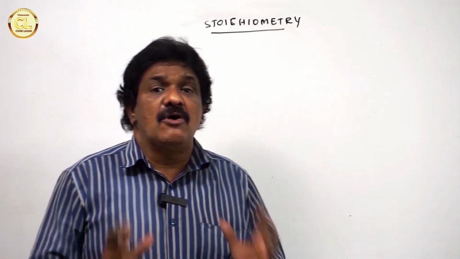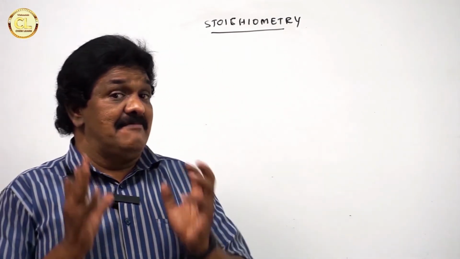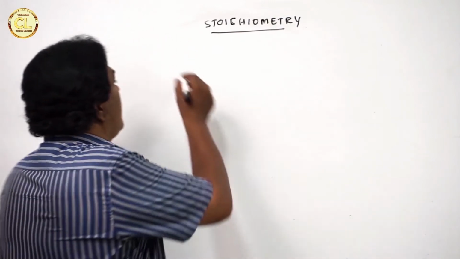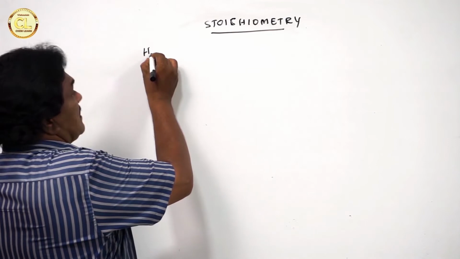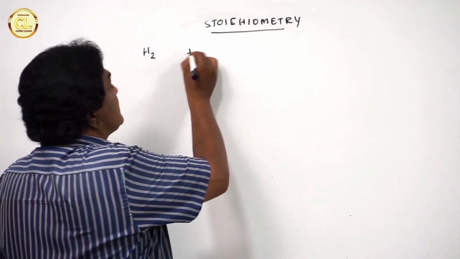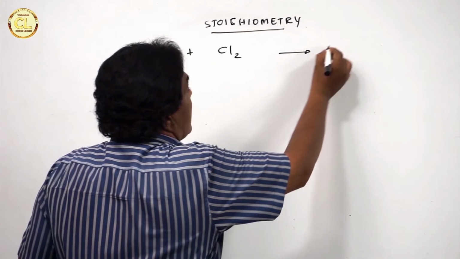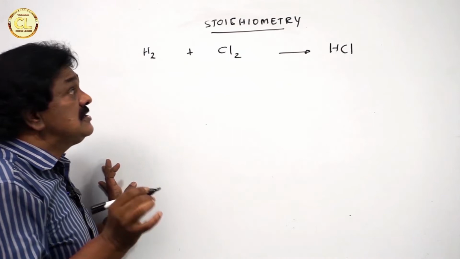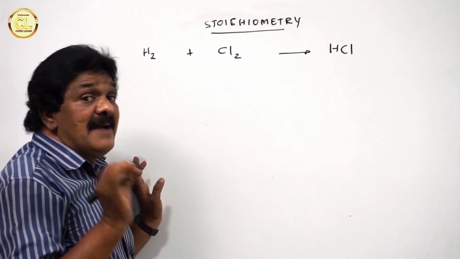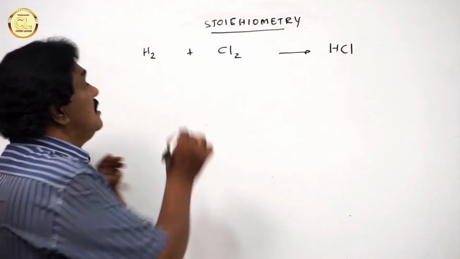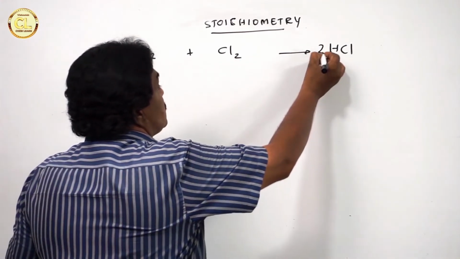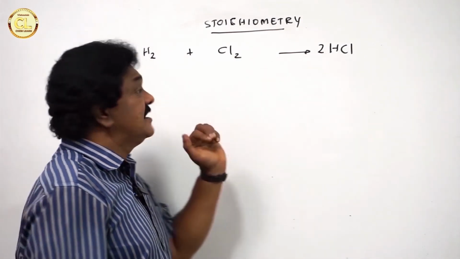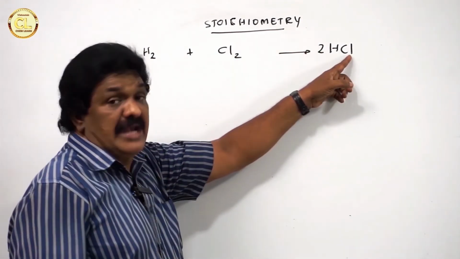Let us see some of the quantitative meanings of a balanced chemical equation, which is needed for stoichiometry. I'm going to give you an example. Hydrogen plus chlorine gives hydrogen chloride. Check whether the equation is balanced, because only a balanced equation is valid for stoichiometry. So we have to balance this equation by putting 2 here. There are 2 hydrogen atoms on the left hand side and 2 on the right hand side. There are 2 chlorine atoms and 2 chlorine atoms.